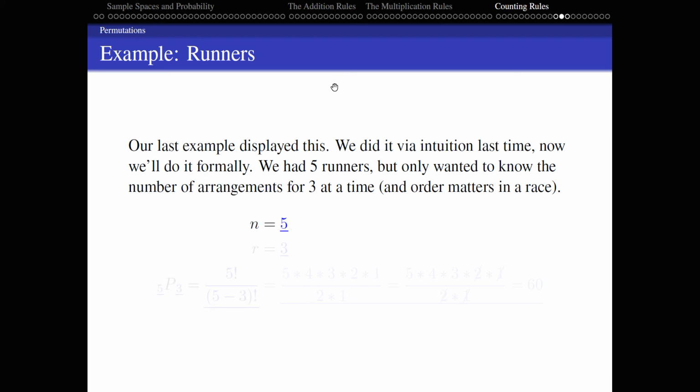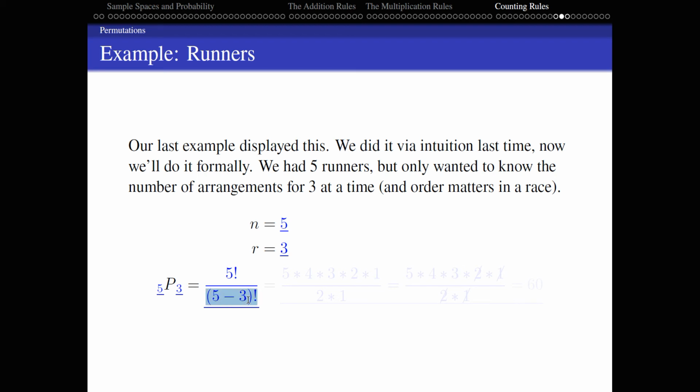So the total number of objects that we're sorting is 5. We're sorting 5 people. Those are the 5 runners. And we're only sorting 3 of them. That is, we only care about the first 3 places. We're not sorting all 5 of them. So this is our permutations formula. Again, I just used the equation that was shown on the previous slide, and I substitute in the r value and the n value in the appropriate locations.